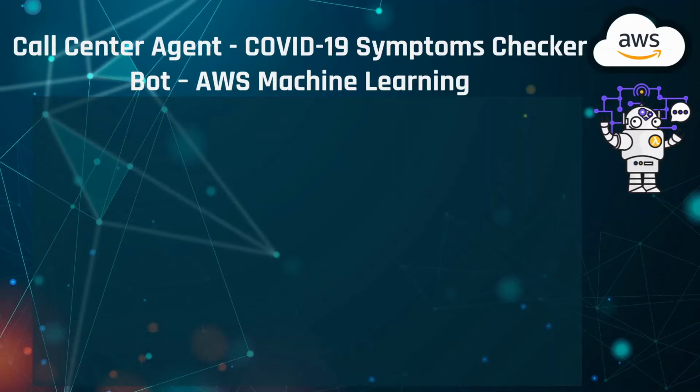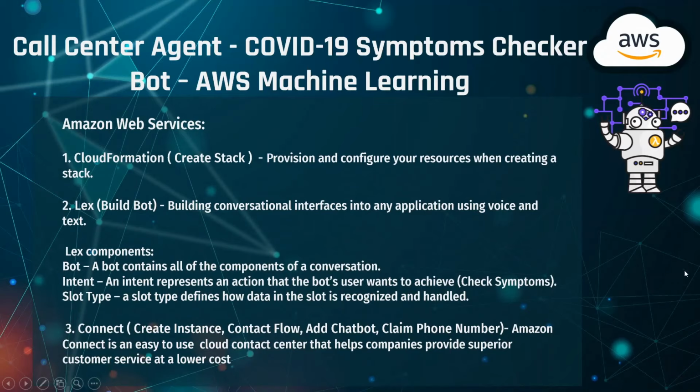based on their answers. In this tutorial, I'm going to build, publish, and test a COVID-19 Symptom Checker chatbot using AWS Machine Learning and other services such as Amazon Connect and CloudFormation. So here are the three main services we are using today. CloudFormation to provision and configure your resources when you're creating a stack.